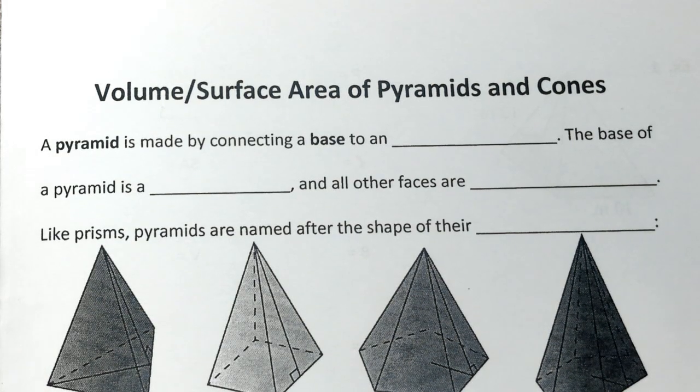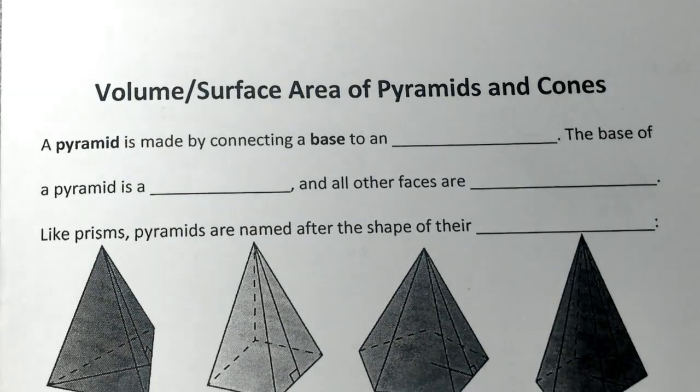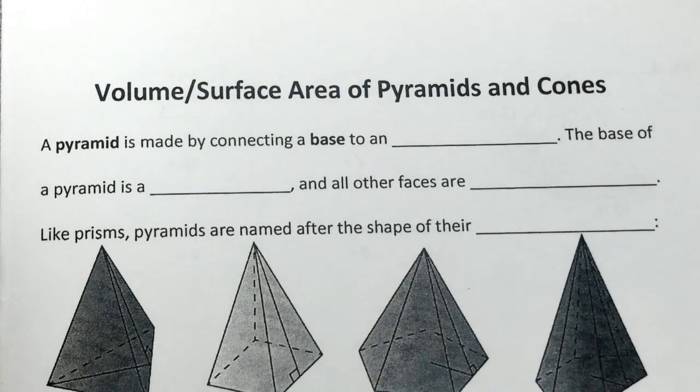So, today we're going to be talking about volume and surface area of pyramids and cones. How are pyramids and cones different from prisms and cylinders? The base. What about the base? Nope. There's only one base. A pyramid can have many different shaped bases, but so can a prism. But a prism has two bases. A cylinder has two bases. A pyramid and a cone only have one.